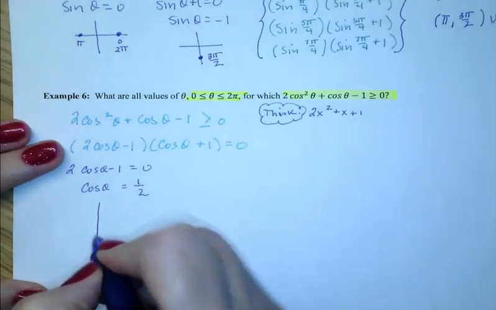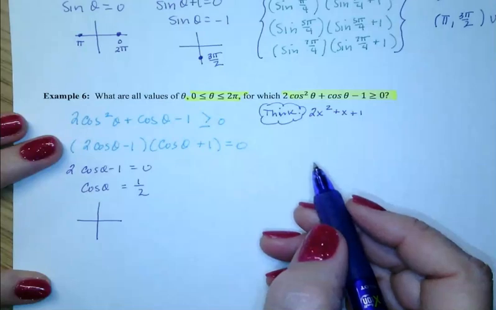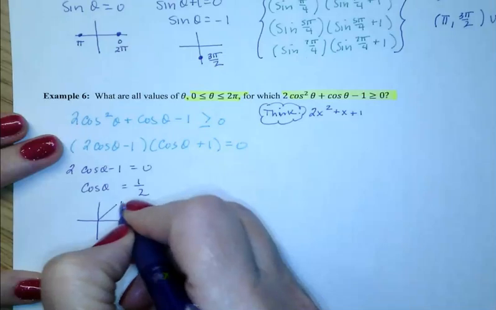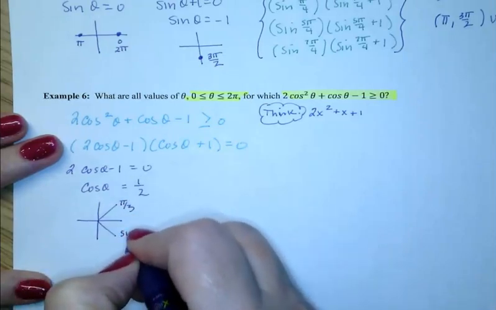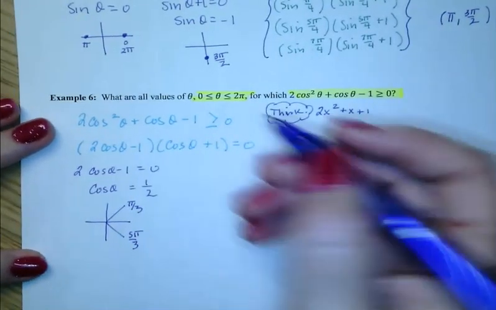All right, so now we're going to our unit circle and thinking what has a cosine value of 1/2. And so that's going to happen here at pi over 3, and it's going to happen here at 5 pi over 3. So once we have those factors, we can move to the second one.